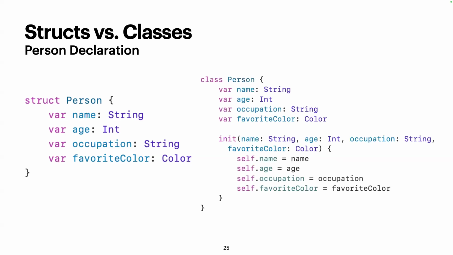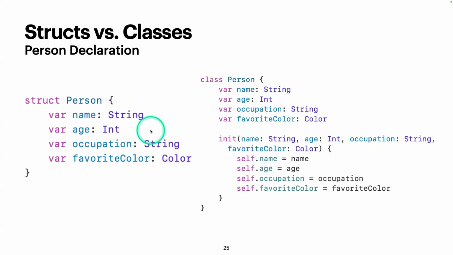This is its equivalent of creating this person with a class. And the major difference is that one of its key requirements is that you need an initializer. As you can see here, we have this required special function called an initializer, and it has parameters name, age, occupation, favorite color, and you need to initialize all these properties before.